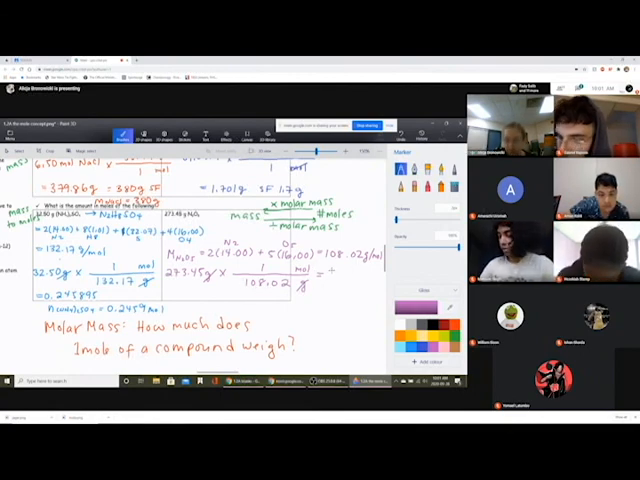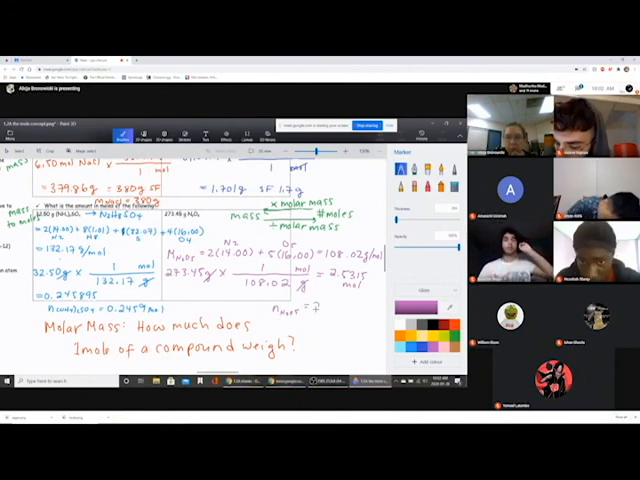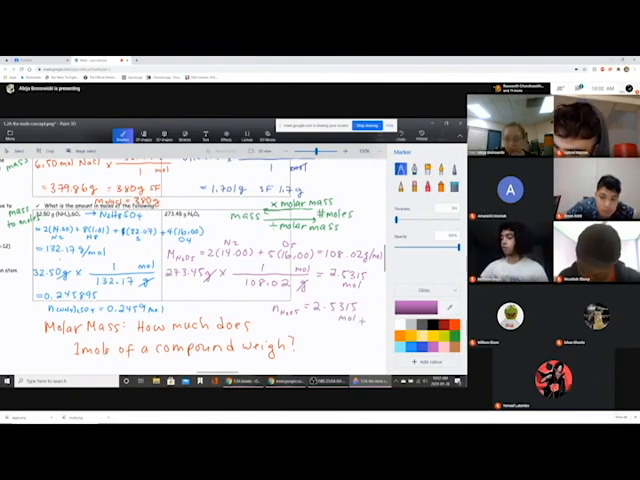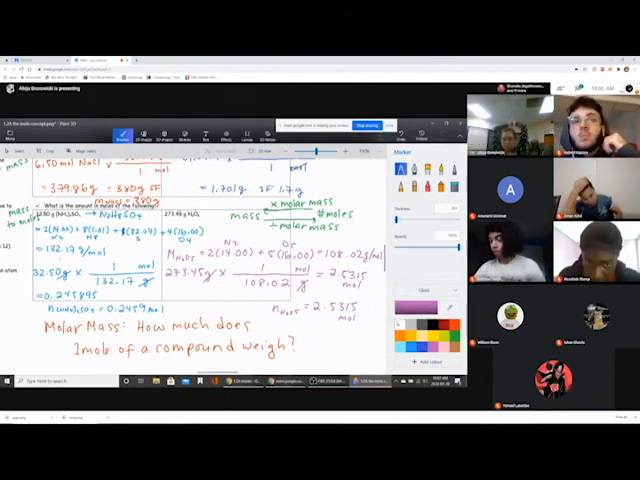Just checking my sig figs. That's 5 sig figs: 1, 2, 3, 4, 5. Okay, so therefore my number of moles of N2O5 equals 2.5315 moles. Okay, that is your introduction to moles.